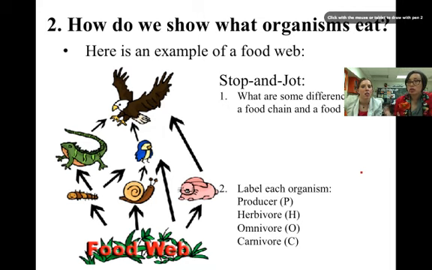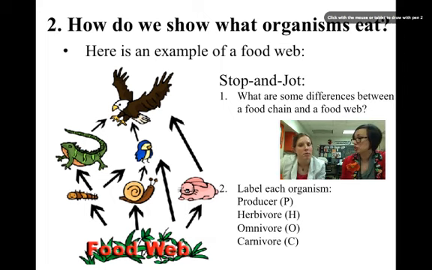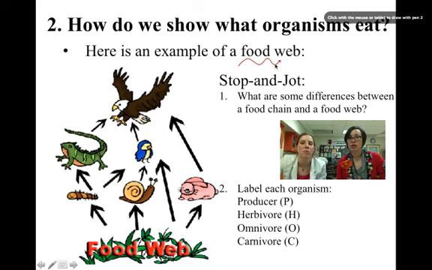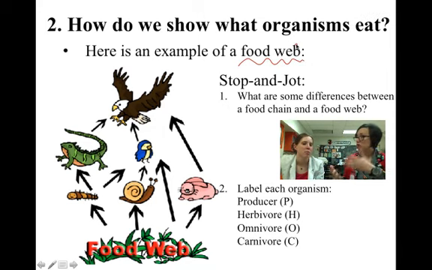All right, so still talking about how we show what organisms are eating and also how energy is flowing through a diverse group of organisms. So let's go ahead and use this example food web that we actually see on the screen here. Now I have a question for you. How do you know it's a food web versus a food chain?